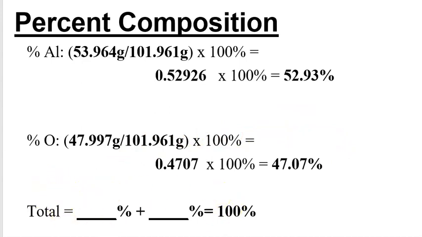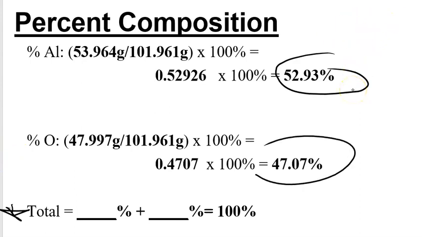You're not going to find the total. You should. This part down here is just a way you can check yourself, because your total should always equal about 100, right? But your questions on your test will usually be stated as, what percentage is aluminum? In this case, the aluminum is about 53%. And then it'll say what percentage is oxygen. The oxygen is about 47.07%.